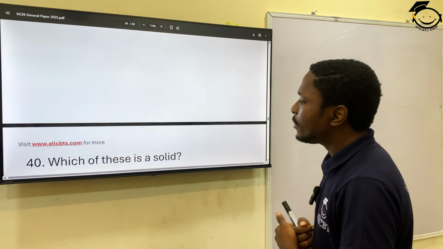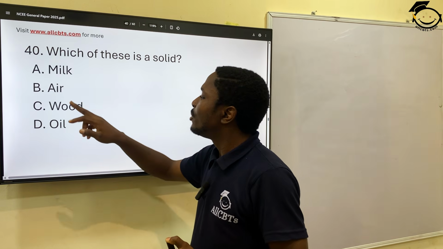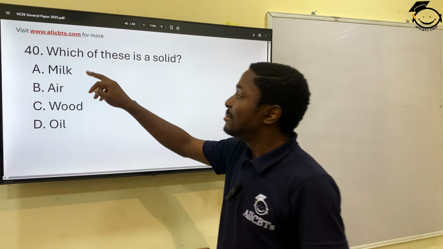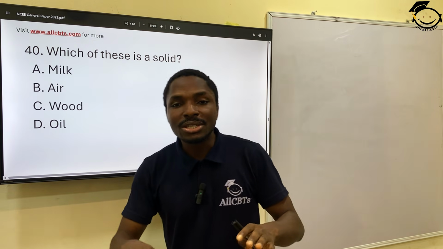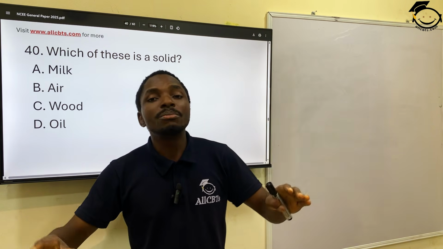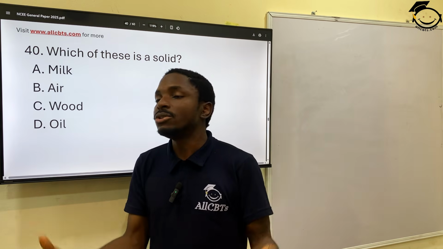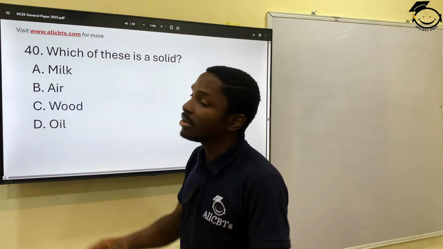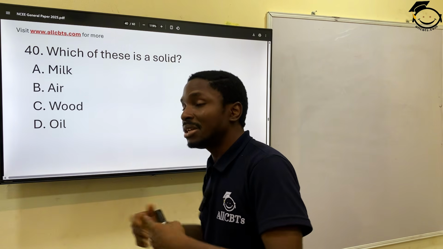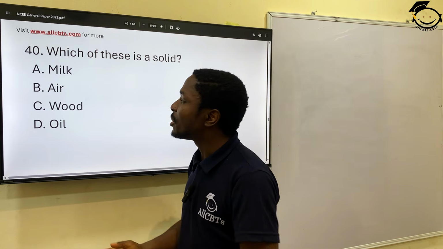40. Which of these is a solid? We have milk, air, wood. Air is a what? Gas. Milk is a what? Liquid. What is a liquid? A liquid is something that doesn't have a shape of its own. It only takes the shape of the container that you put it in. So milk would take the shape of a container, even if it is in powder form.